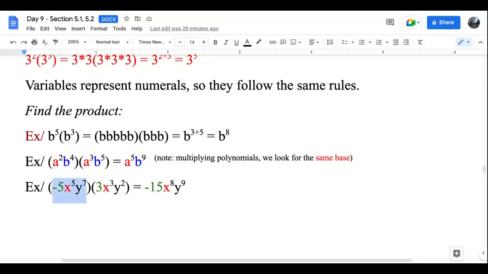Let's see this one. The first one is negative 5x raised to 5, y raised to 7. The second one is 3x cubed y squared. We just multiply the numbers with the numbers, and the terms with the same base. So negative 5 times 3 is negative 15. x raised to 5 times x cubed becomes x raised to 5 plus 3, which is 8. y to the 7th power times y squared becomes y to the 7 plus 2, which is y to the 9th power.